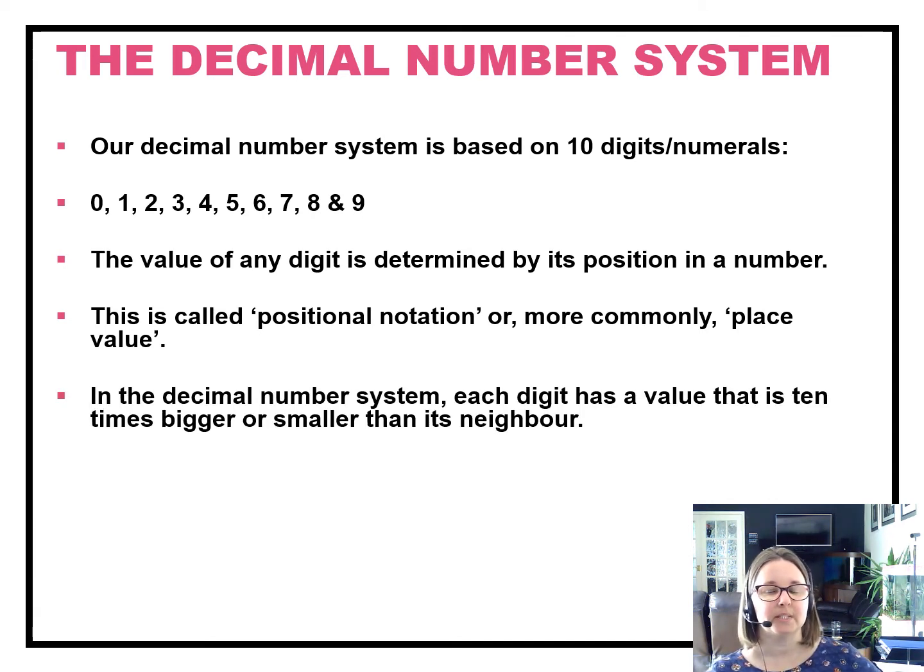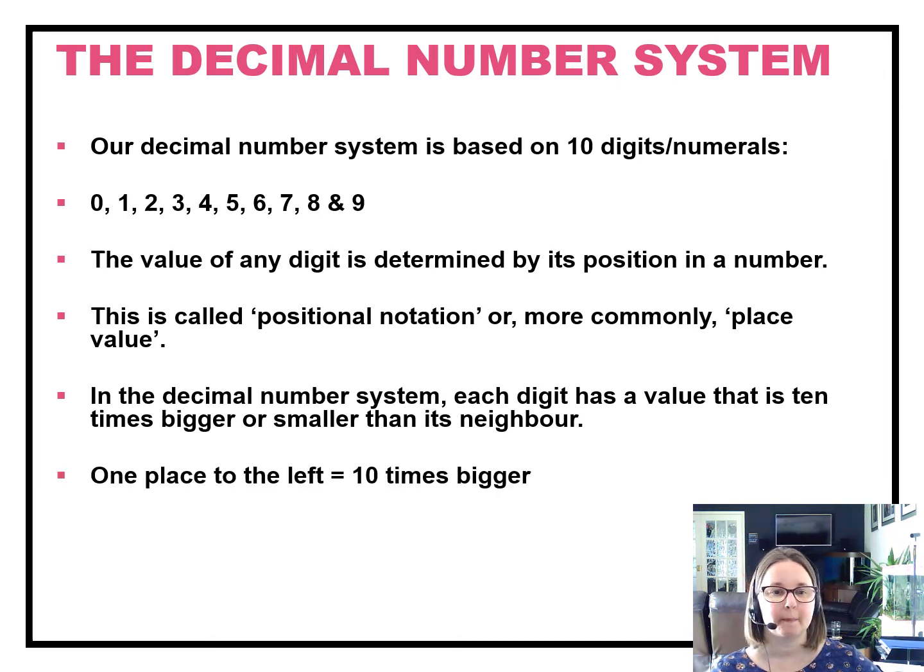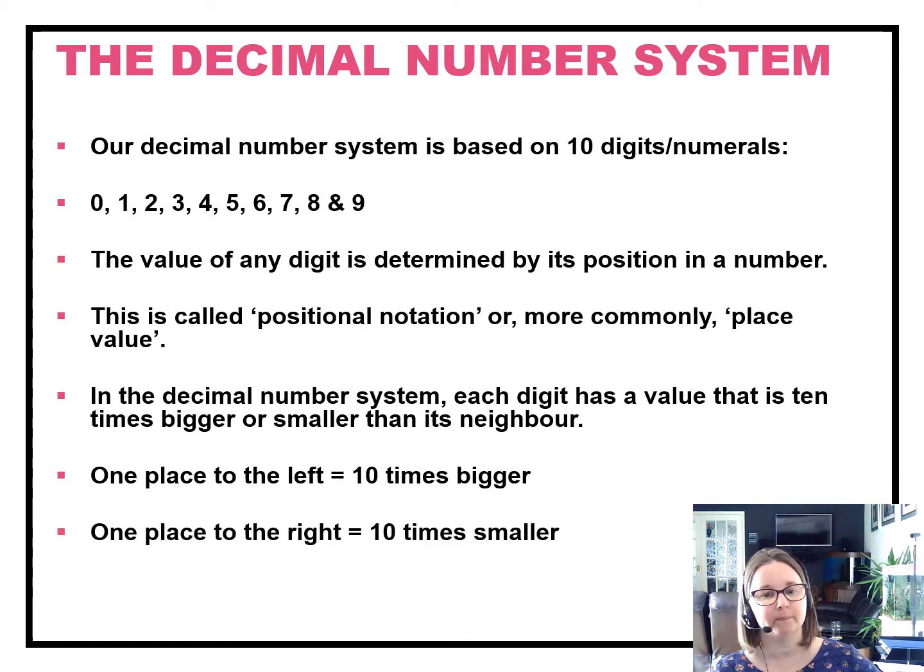In the decimal number system, each digit in a number has a value that's either 10 times bigger or 10 times smaller than its neighbour. So if a digit is one place to the left of the one next to it, it's 10 times bigger. And if it's one place to the right, it's 10 times smaller.